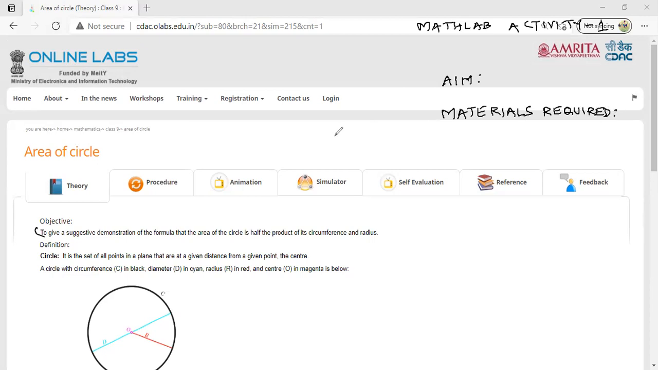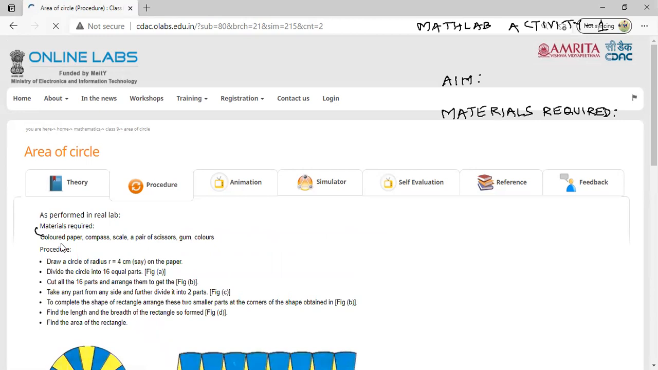Where will you find materials required? Go to procedure. Here you will find the materials required. Colored papers. These are the materials required: colored paper, compass, scale, pair of scissors, gum, colors. Correct. These materials required will be written here. Okay.